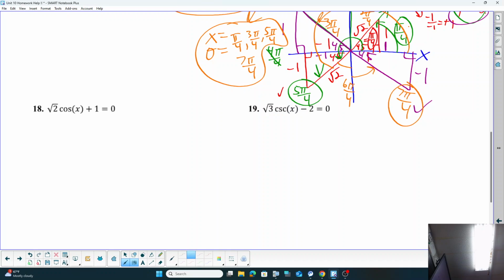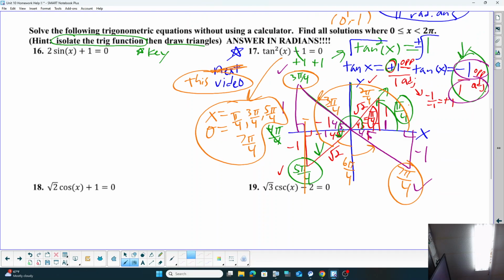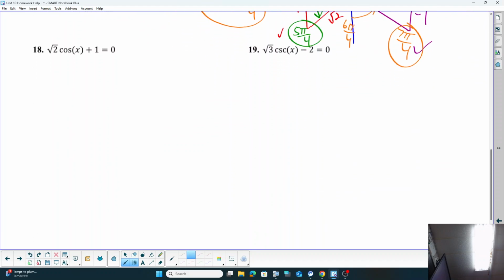So let's see here. Not too bad. Cool. Okay, so again, you want to isolate the trig function. Get it by itself. Isolate it before you draw your triangles. So we're going to add 2 to the other side. And while we're doing that, we're going to divide also by radical 3.